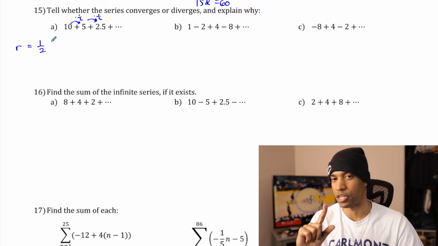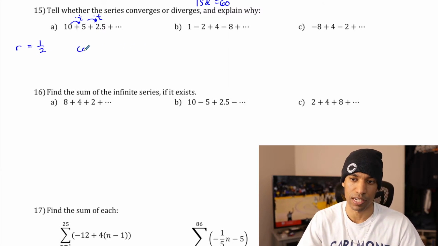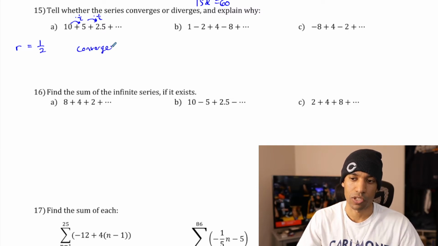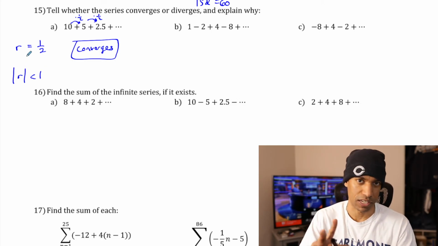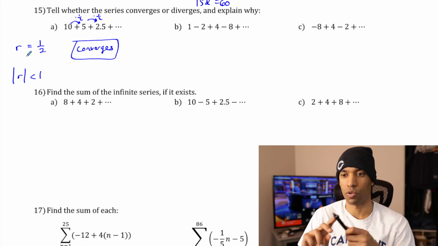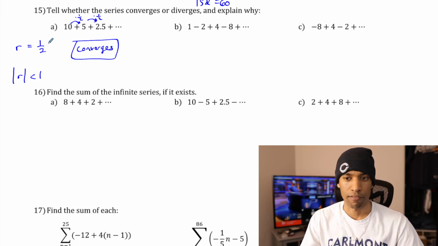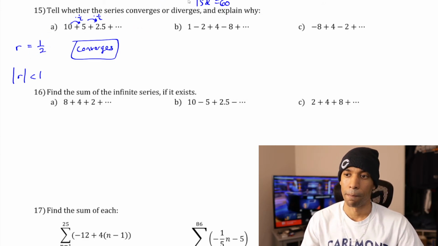That is an explanation in and of itself that this series indeed converges. As long as your R value is between -1 and 1, or, as I like to say, assuming it's positive, it's a fraction less than 1, you'll have convergence. And as long as you can find the R value, you're good.